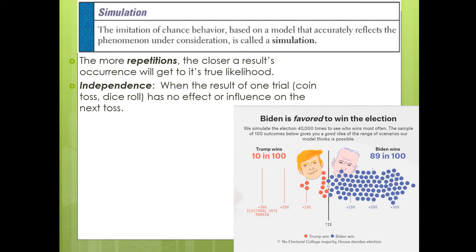One common simulation that's occurring currently is in the presidential election. 538 every day, multiple times a day, runs simulations on the probabilities that are taken from polling to figure out what are the chances that Biden will win or Trump will win.